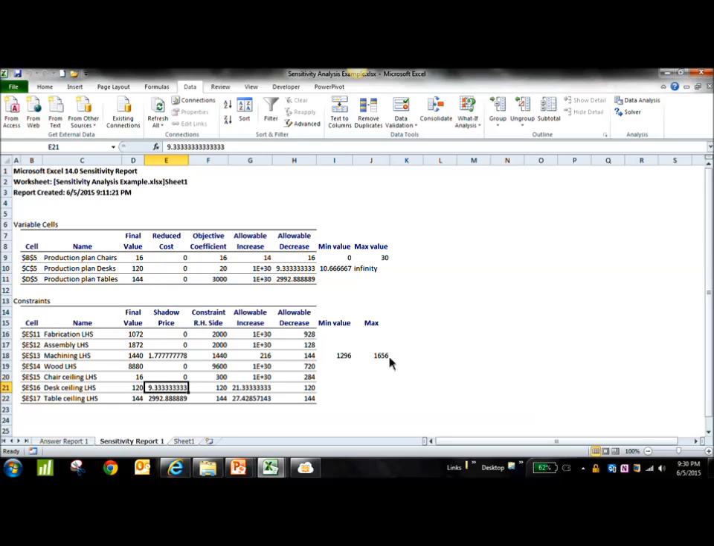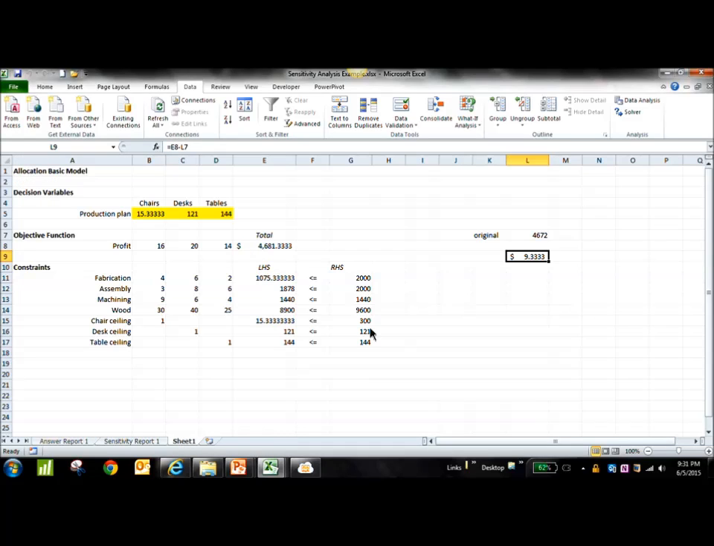But if I go outside of this range, will the shadow price still adhere? Well, let's try it. I'm going to go below this range. So you see this decrease of 144, it gives us 1296. So I'm going to go to 1290. So let me put this back. I'm going to go to 1290. I'm going to run the solver again.